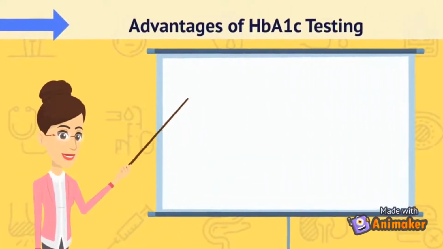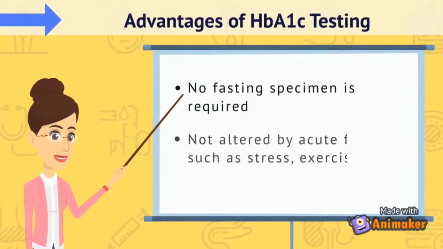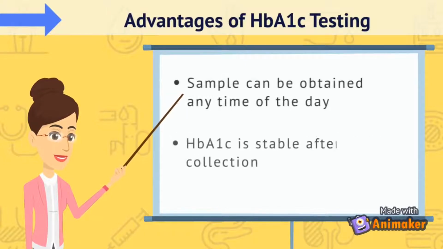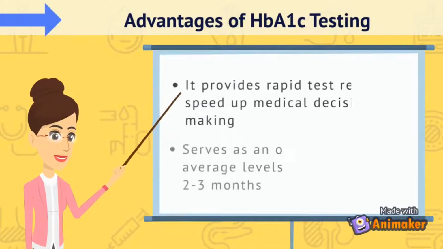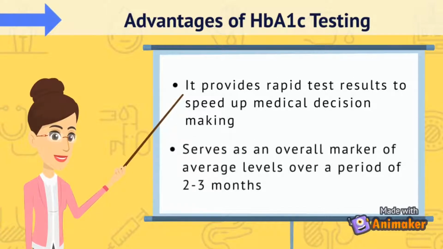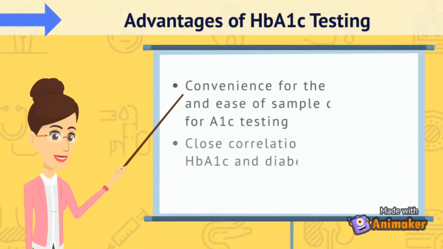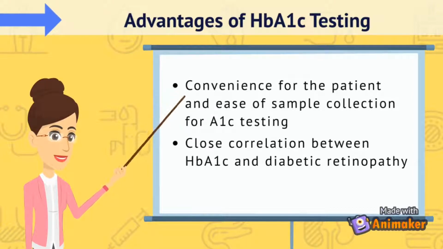Every test will have its own advantages and limitations. Same goes for the HbA1c test. The advantages of the HbA1c test include that the specimen is easy to collect from the patient without complex requirements. This test also serves as an overall marker of average levels over a period of 2 to 3 months that gives a better reflection of how levels of sugar in the blood are being controlled over time, and this may improve the efficiency of the health system.